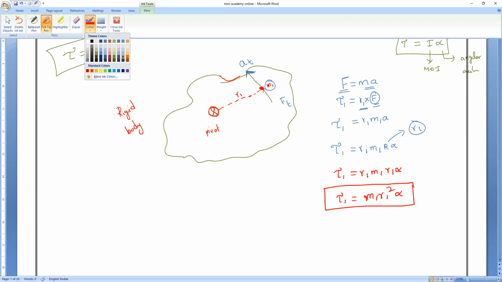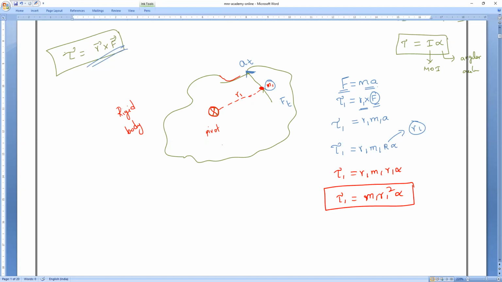Now I will choose another particle. I have chosen M1 mass. Let me take some other mass at some distance from the pivot point. Let me call that mass M2, and this distance from the pivot point R2. Here the angular acceleration is always perpendicular, so this is the direction of acceleration. So you can choose anything. So what is the tangential acceleration?